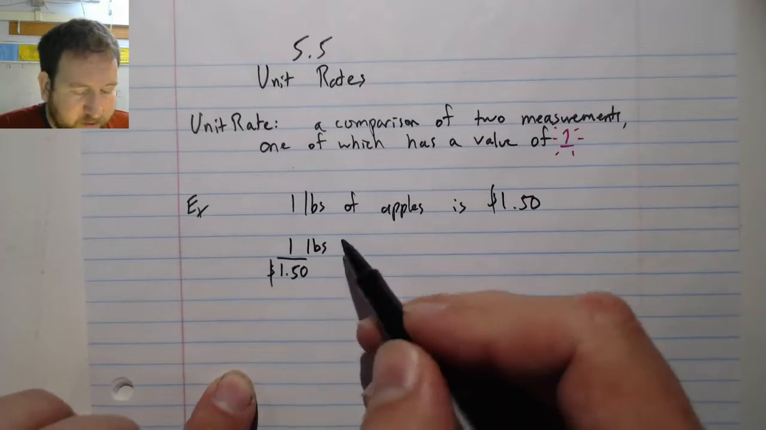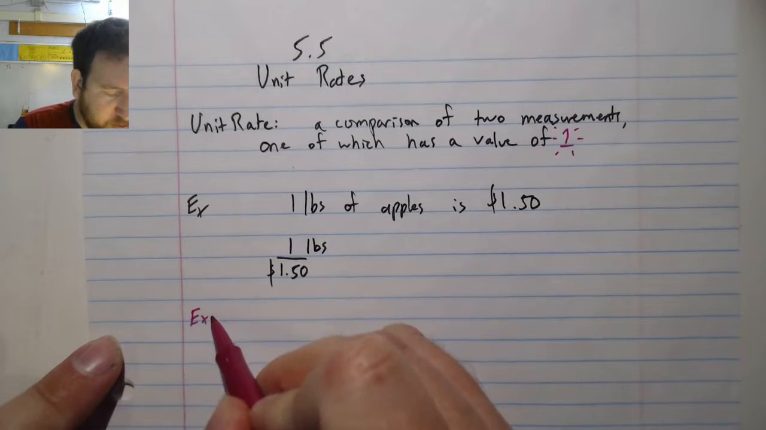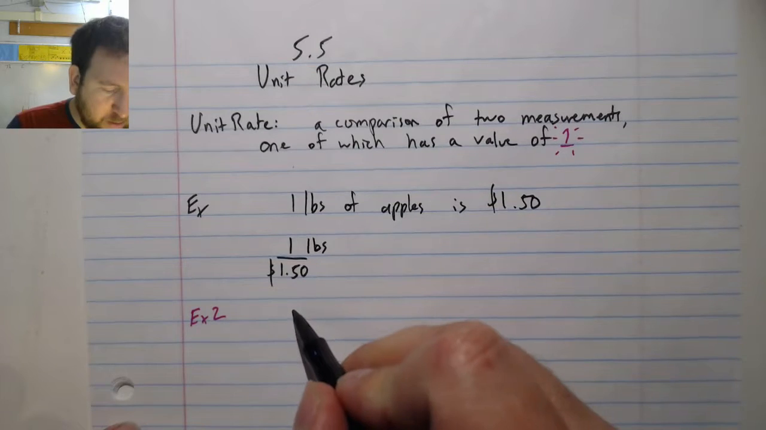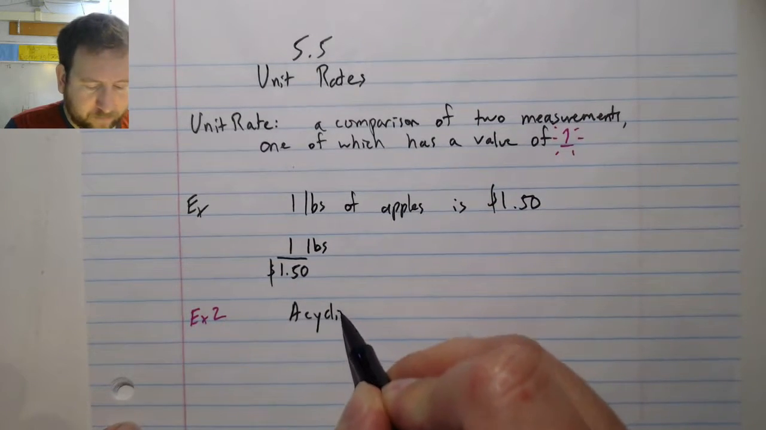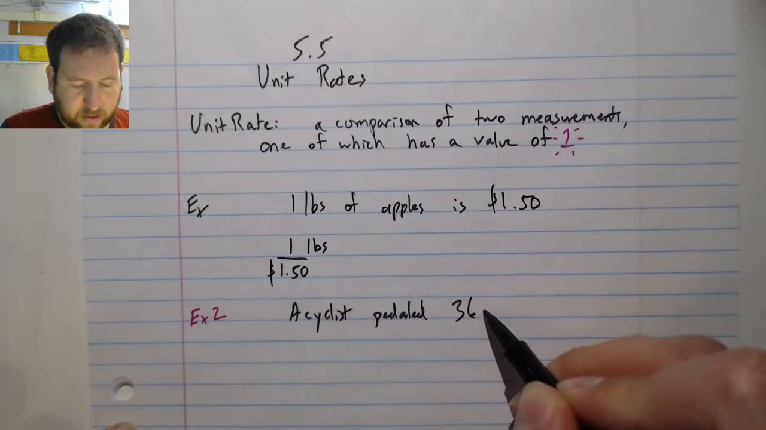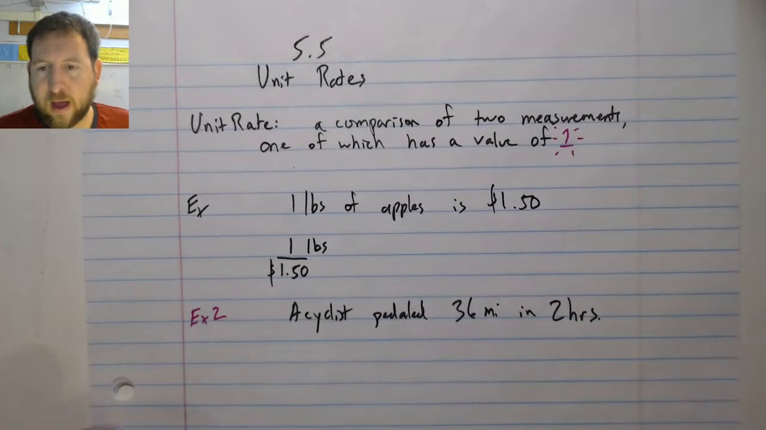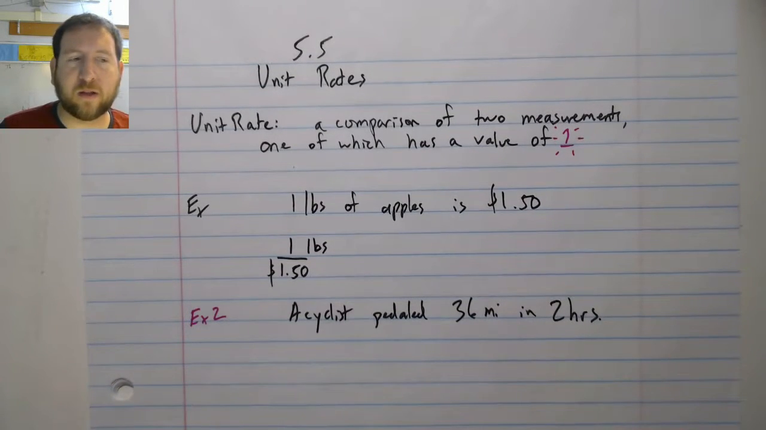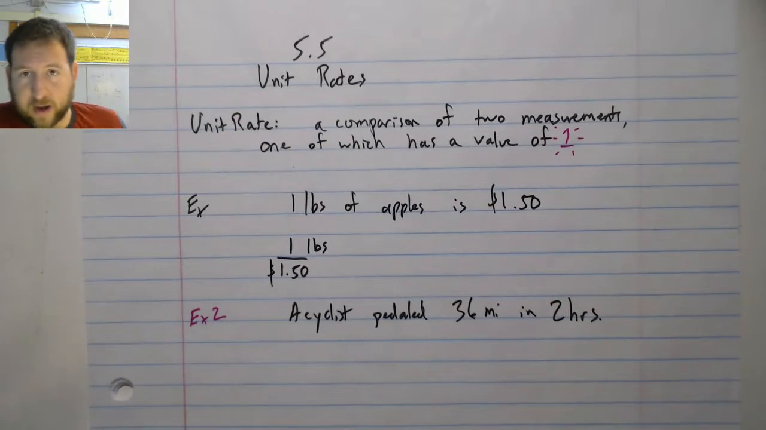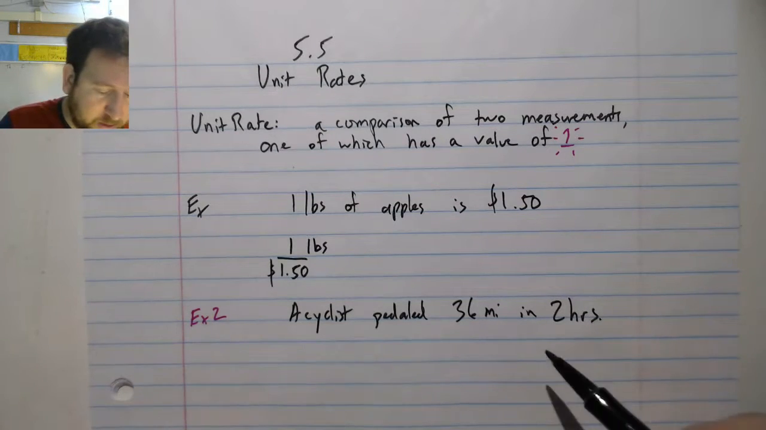Now this one is already simplified, so sometimes we're going to come across one that we're going to need to turn into a unit rate. A cyclist pedaled 36 miles in 2 hours. And then we need to find out what the unit rate is. To do that, we would just write it as a fraction, and then simplify it the same way that we would have before if we needed to.